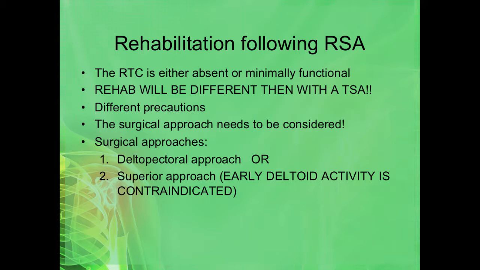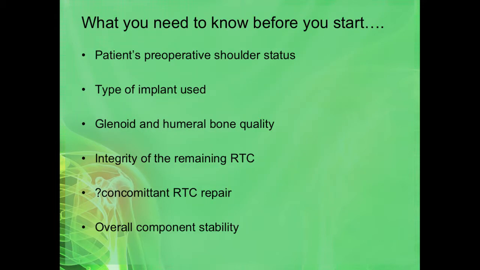So if you just know they had a shoulder arthroplasty, you want to know whether or not it was a total or a reverse. There are some options in terms of the approach to this procedure, but typically we'll see a deltopectoral approach or a superior approach. And if somebody has a superior approach, it's important for you to know that early deltoid activity in this individual is contraindicated because they're going in through the deltoid, so it needs time to repair.